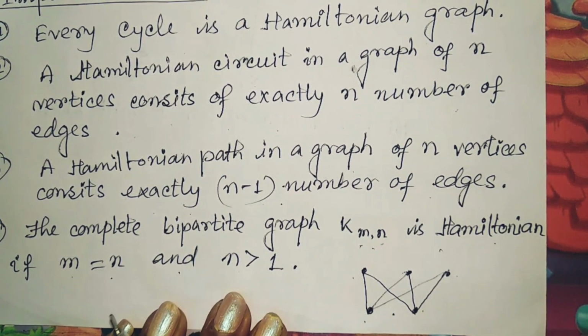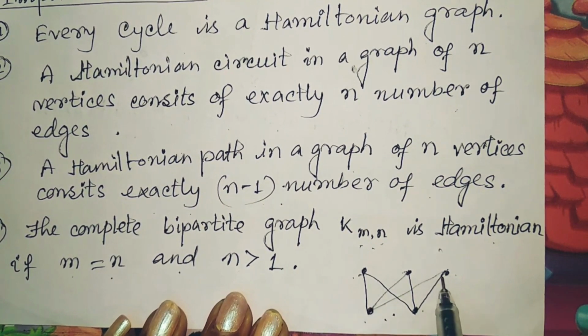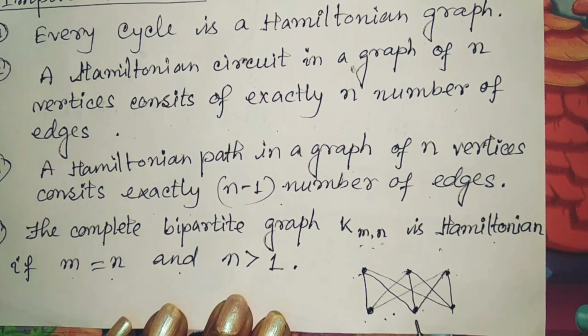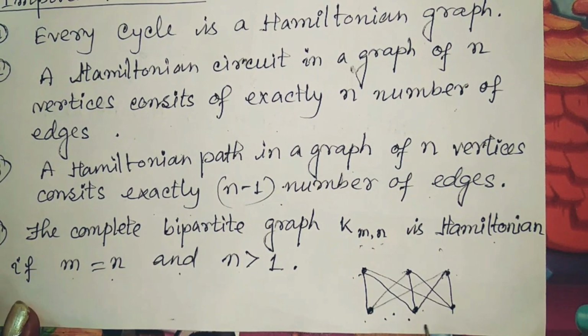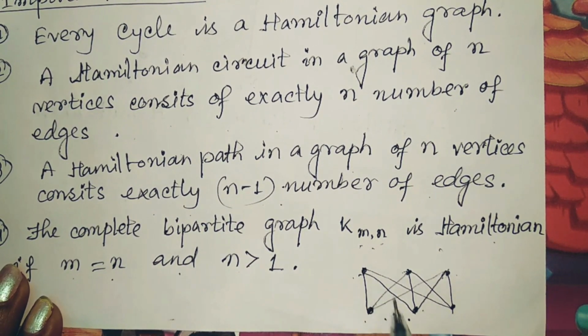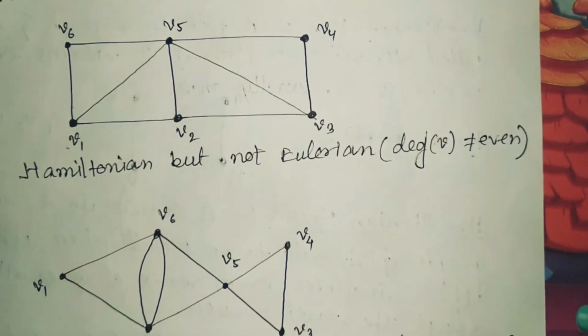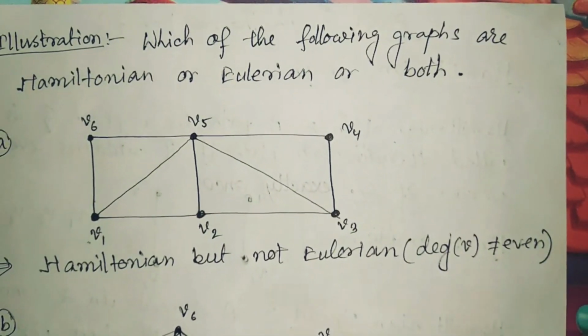Now, if both sides have the same number of vertices, that means if there are 3 vertices here, then here also we have 3 vertices, and it is a complete bipartite graph, where n, that means the number of vertices in each side, has to be greater than 1. Then it is a Hamiltonian graph. Obvious. For example, suppose this one is a graph given.